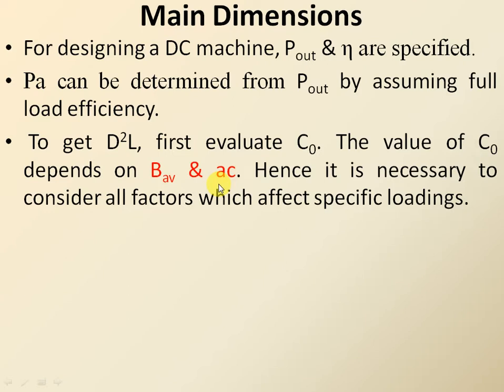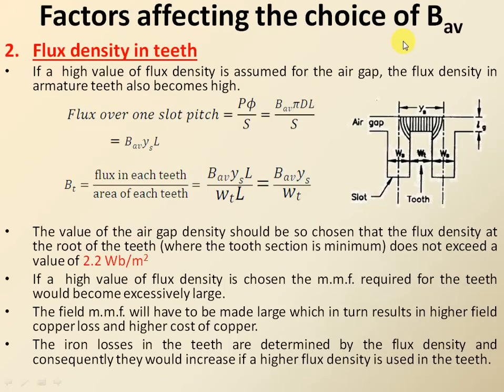Therefore, it's very important to consider all those factors which will affect the values of specific electric loading as well as specific magnetic loading. First, we will see the factors which will affect the value of specific magnetic loading. Then we will move to those factors which affect the value of AC, that is specific electric loading. First, we will see how the flux density in teeth will affect the value of specific magnetic loading. Flux density in the teeth is given by the flux in each tooth divided by the area of each tooth.